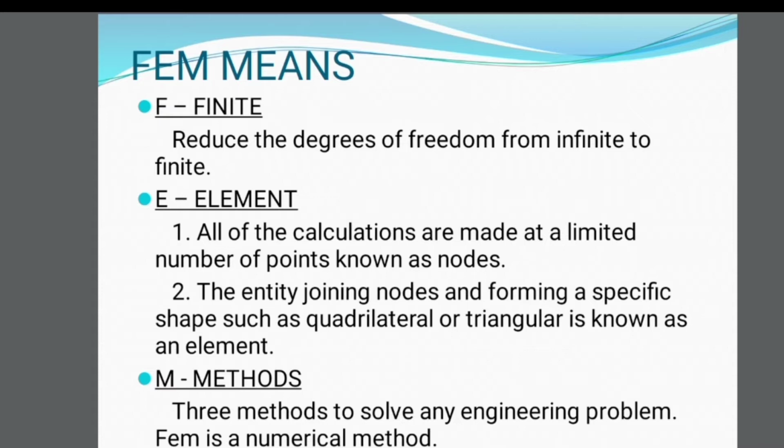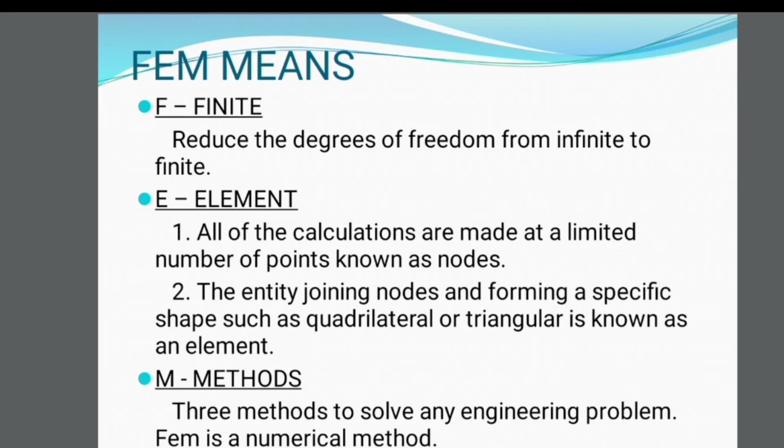One is all of the calculations are made at a limited number of points known as nodes. Whenever the domain is divided into a number of parts, each part, for example, having 2 nodes, you have to indicate nodes. If these nodes are assembled finally to form a shape, that is a line, triangular or quadrilateral, this shape is nothing but an element.